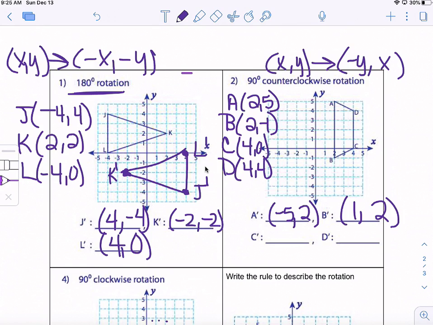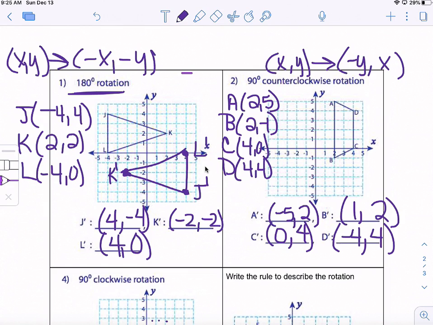C prime, well, 4, 0. The 0 is going to come to the front. Can't have a negative 0, so I'm just going to leave it 0. And then the 4 goes to the back and stays the same. On D prime, the y comes to the front and changes signs, so that's going to be a negative 4, and then the 4 just goes to the back and stays the same. And that would be the coordinates of our new rotated figure.